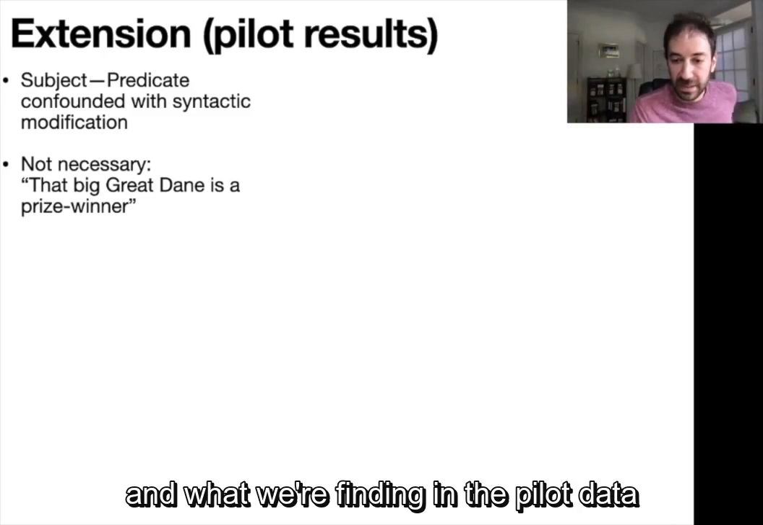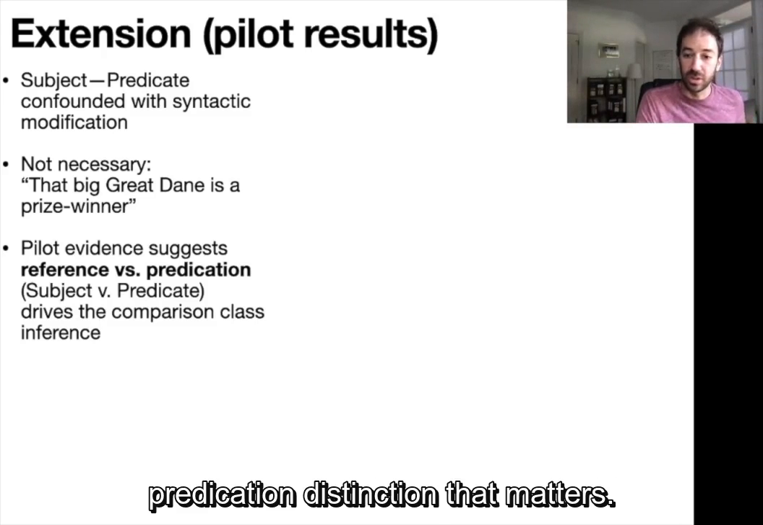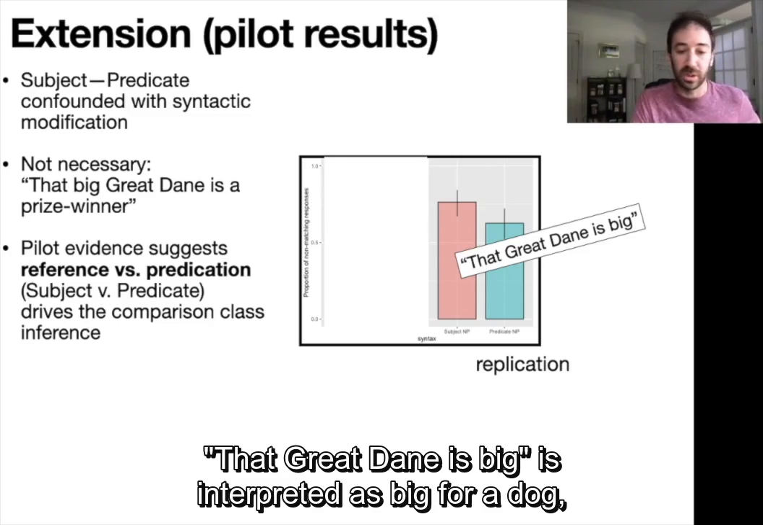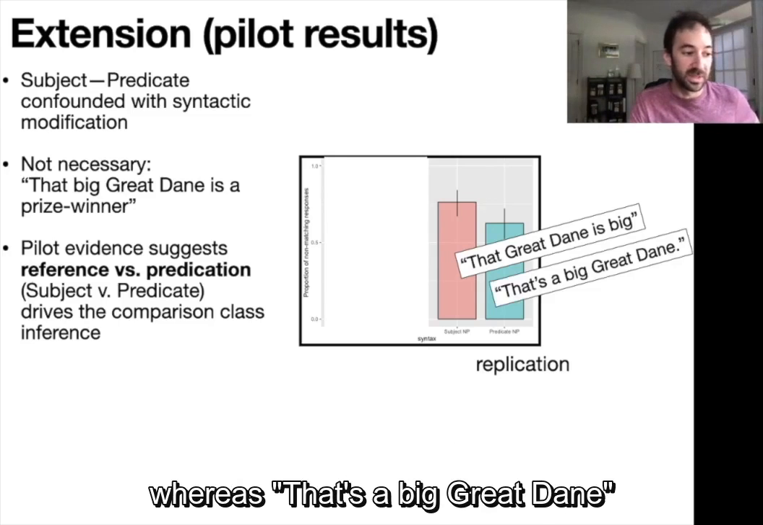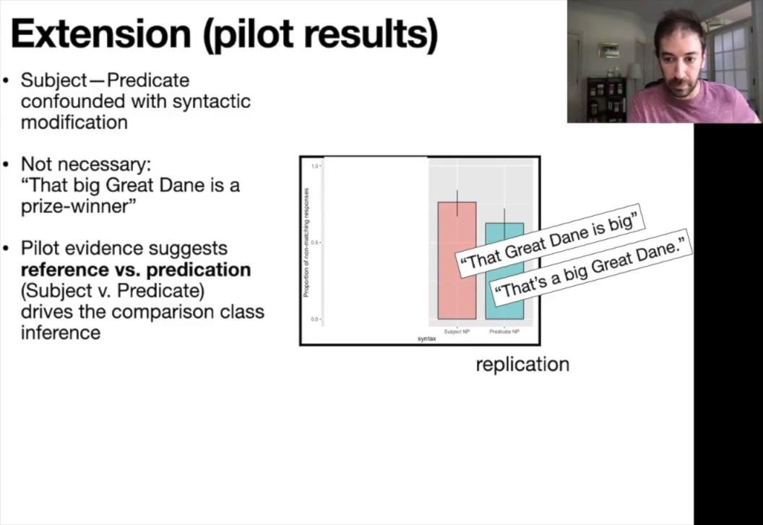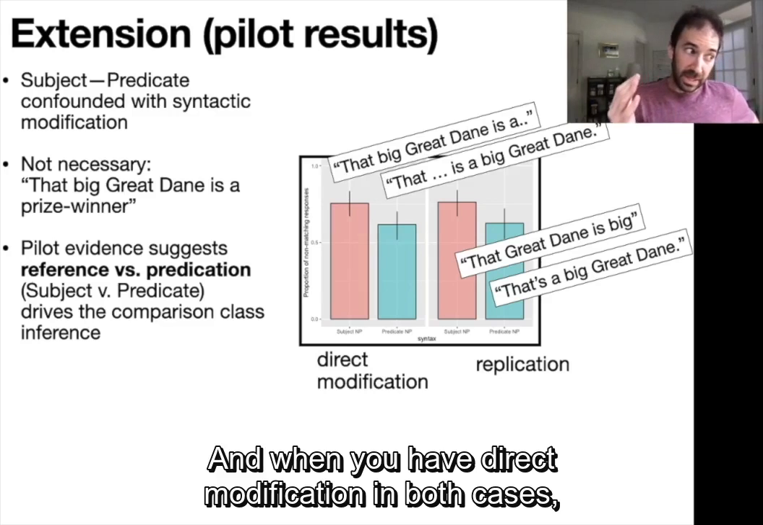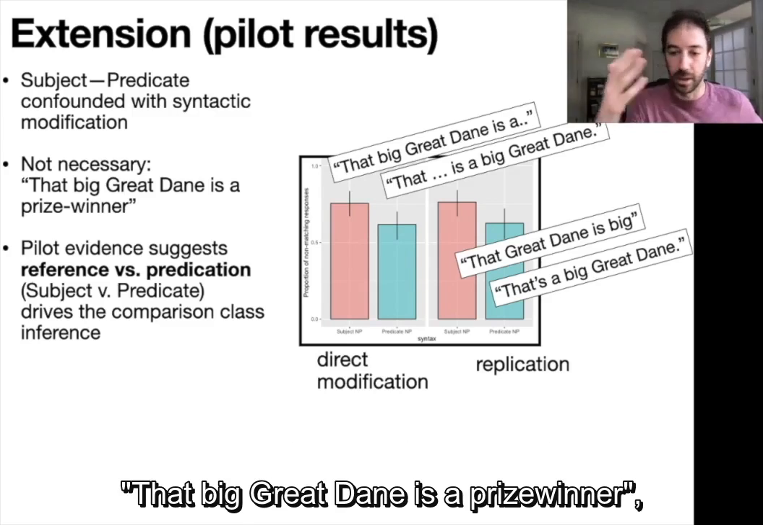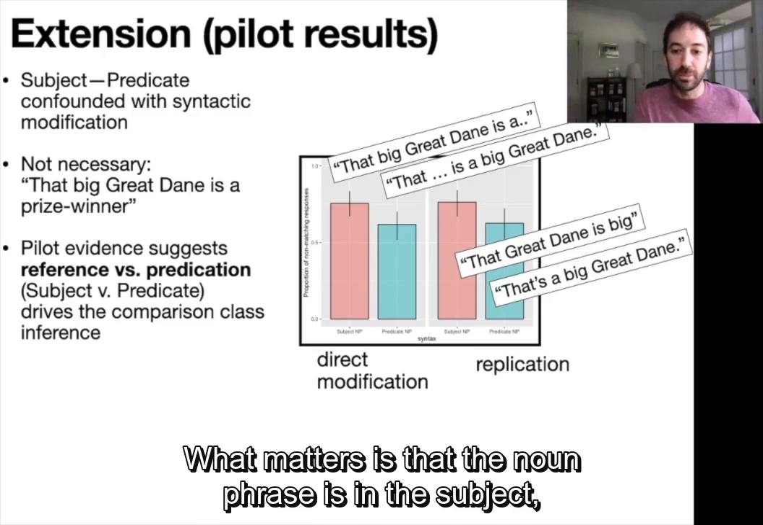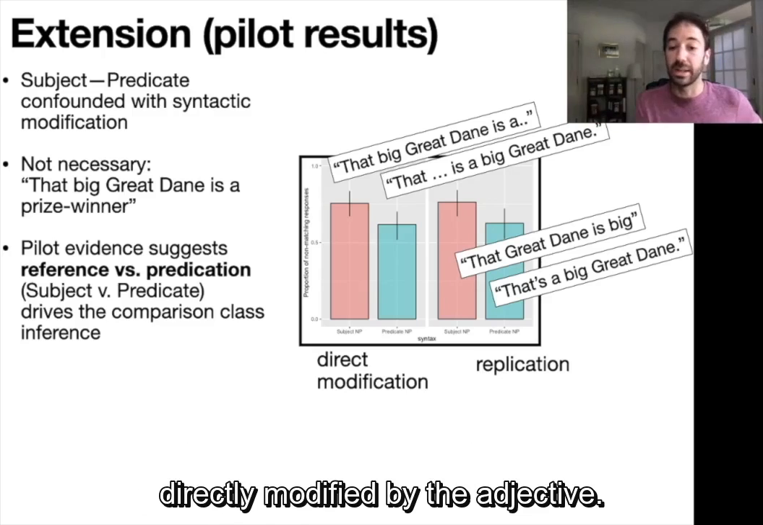And what we're finding in the pilot data is that it is the reference predication distinction that matters. So these are replication data of our critical condition that Great Dane is big is interpreted as big for a dog, whereas that's a big Great Dane is interpreted more so as big for a Great Dane. And when you have direct modification in both cases, that big Great Dane is a prize winner, that patterns more with the subject noun phrase. What matters is that the noun phrase is in the subject, as opposed to the fact that it's being directly modified by the adjective.